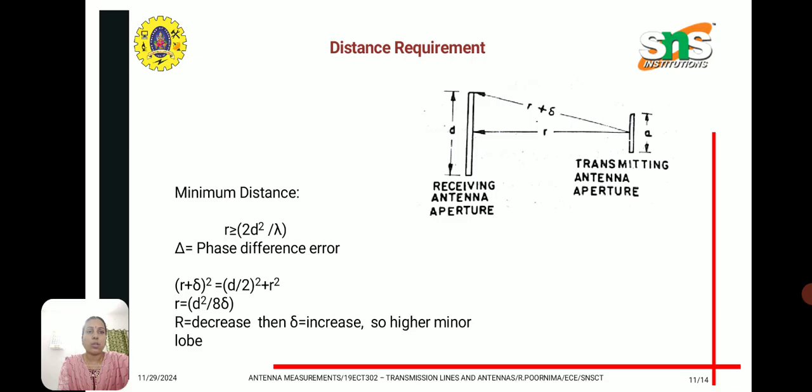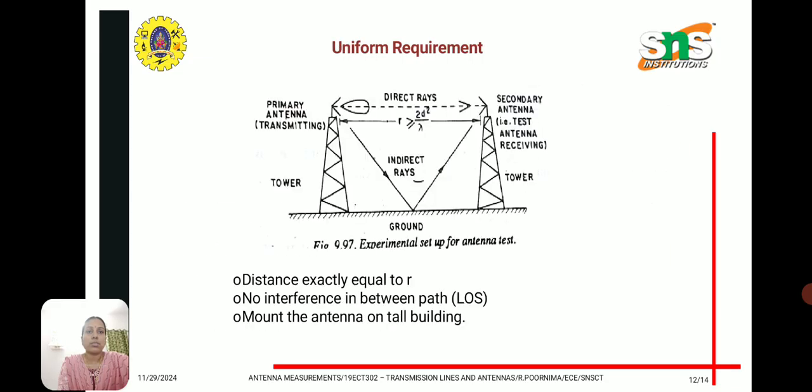This is the distance requirement between the receiving antenna and the transmitting antenna aperture. The minimum distance r should be greater than or equal to 2d squared by lambda. In the experimental setup for antenna test, the primary antenna is the transmitter and the secondary antenna is the antenna under test. The distance should be exactly equal to r, there should be no interference in the line of sight path, and the antennas should be mounted on a tall building. These are the requirements for the measurement.